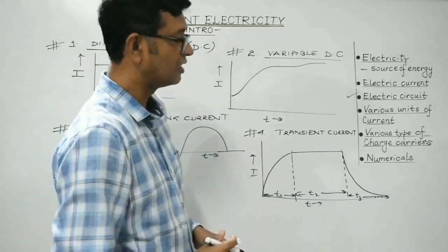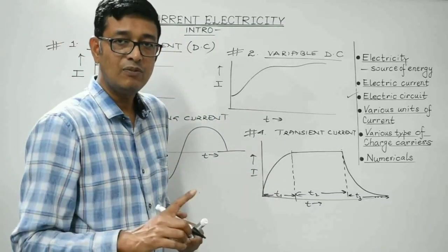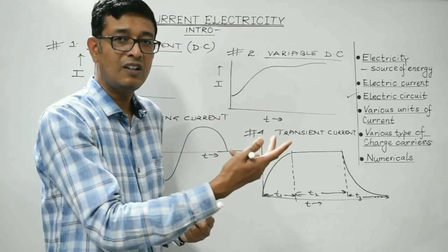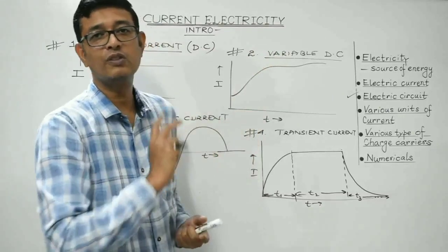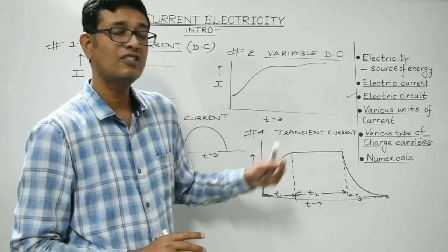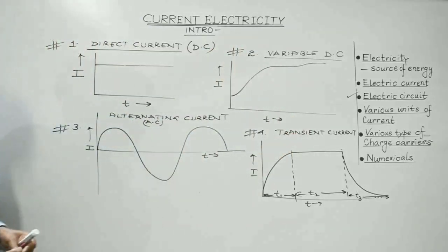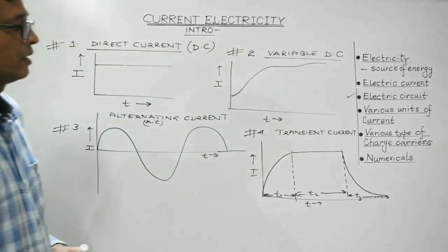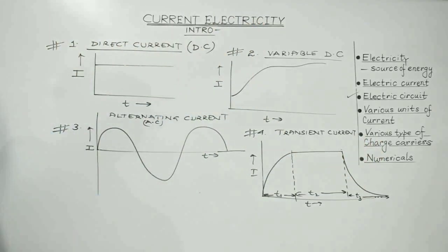So students, transient current is that current which takes some finite time to grow from zero to maximum value, as well as some finite time to decay from maximum to zero value. That is known as a transient current, right? So these are the four different types of currents. Now we can proceed with the various types of charge carriers.